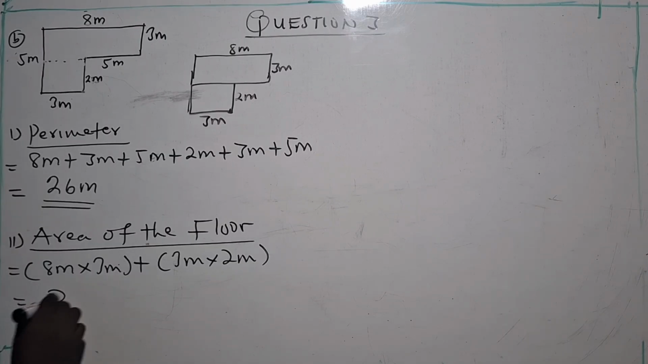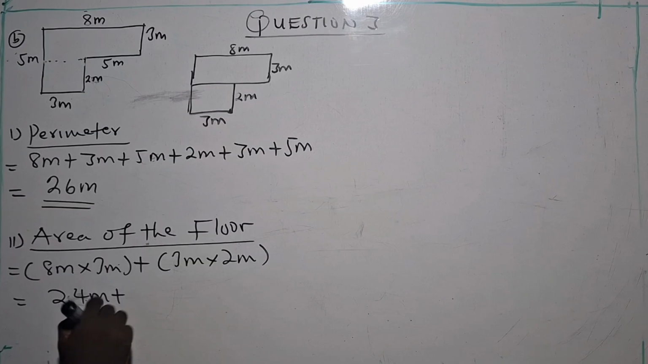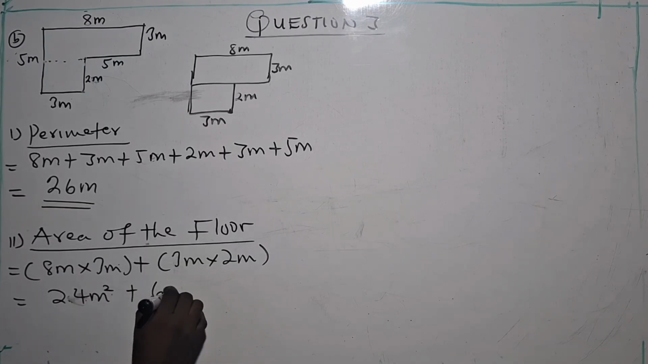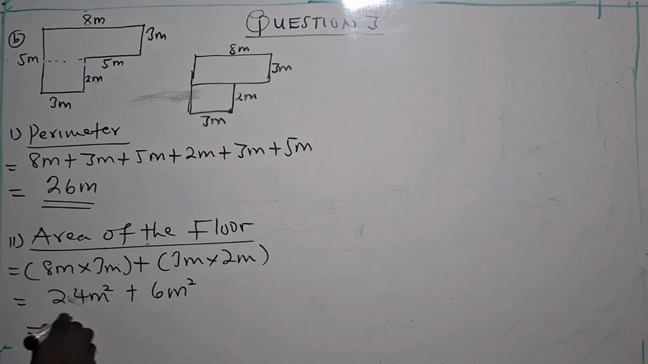So 8 times 3 is 24 meters squared, that is the area. Plus this one, 3 times 2, will give us 6 meters squared. So the total area of the floor is going to give us 30 meters squared. So this is how we solve this. The image looks irregular, but you need to apply this. It can only be simplified here. So keep watching as we solve the question.